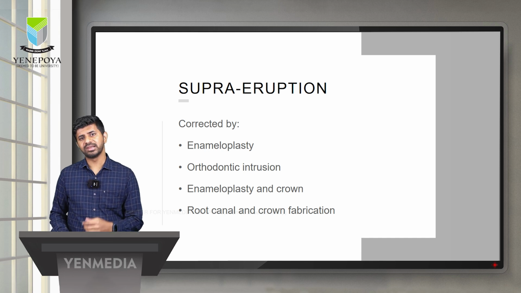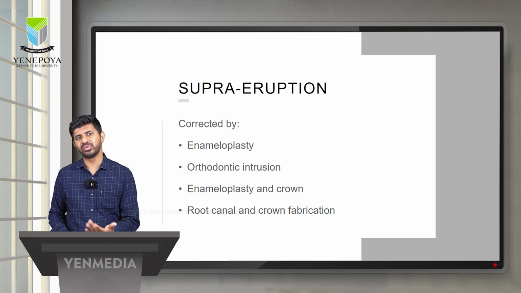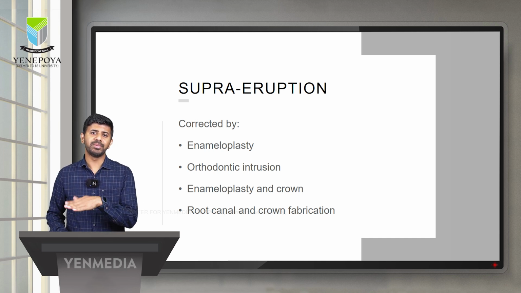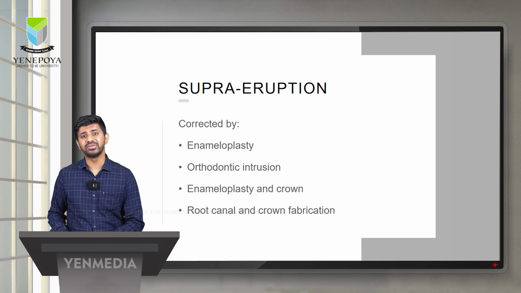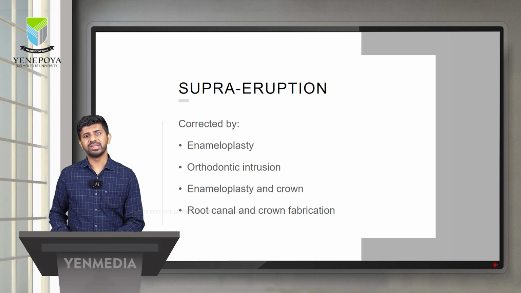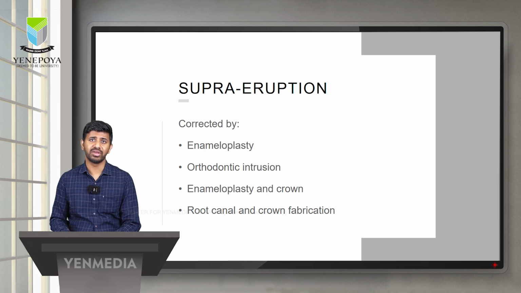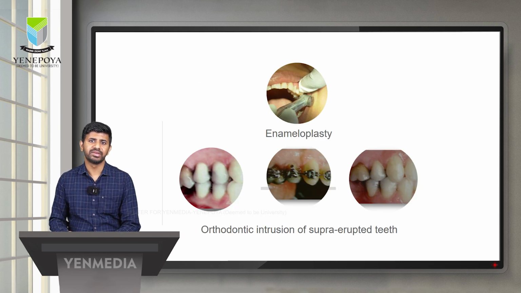Then the third thing is, some people don't have much time for that. They would want an immediate treatment. You can have an enamelplasty with a crown on the surface, because if we keep doing enamelplasty beyond a particular millimeter, it tends to completely wear off the tooth surface and can lead to severe sensitivity. And the last one is root canal and crown fabrication. That is in extreme cases where the furcations are involved, everything is supraerupted into the oral cavity, and the patient is not ready for extraction.